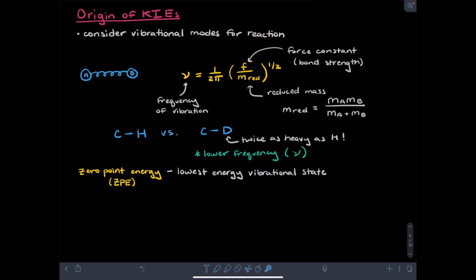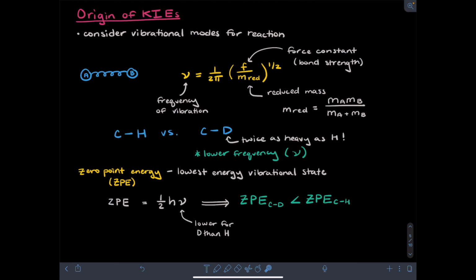We'll think about what's known as the zero-point energy, or ZPE, which is the lowest energy vibrational state for your bond. The zero-point energy is equal to 1/2 of h times nu, where h is Planck's constant and nu is your frequency of vibration. Because of deuterium's heavier mass compared to hydrogen, nu would be lower for deuterium compared to hydrogen. This means that the zero-point energy for a bond to deuterium is less than the zero-point energy for a bond to hydrogen.